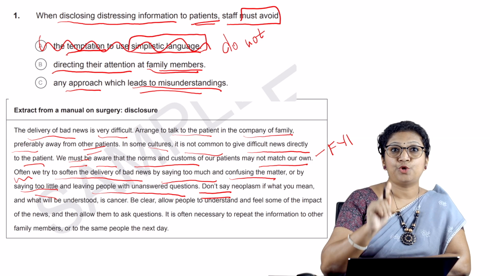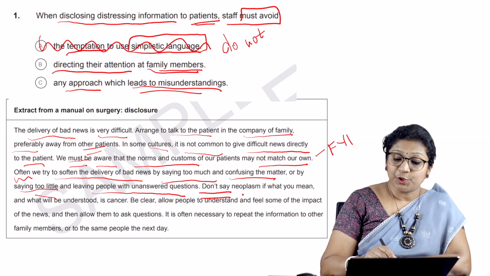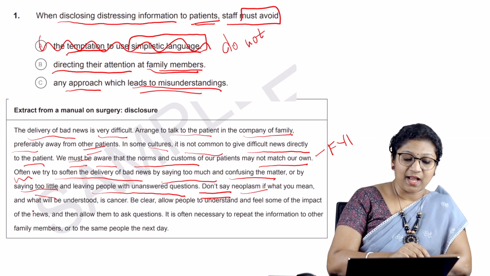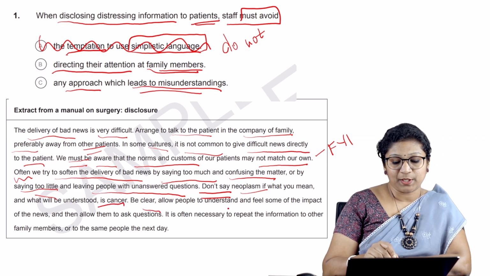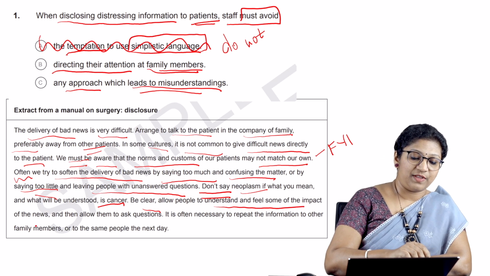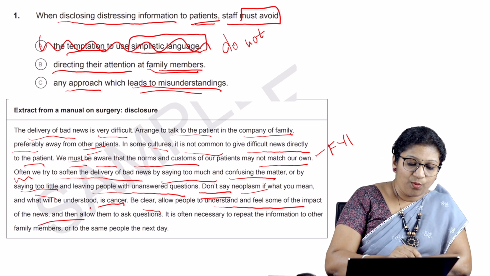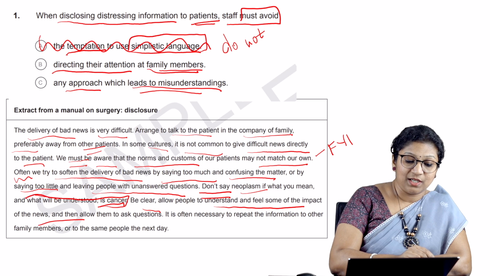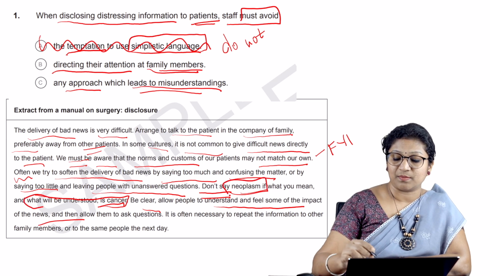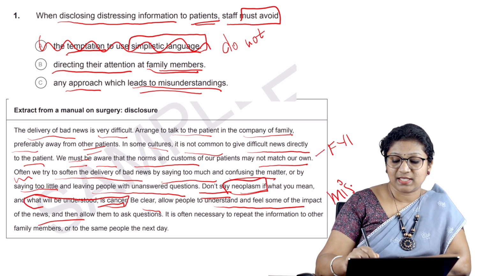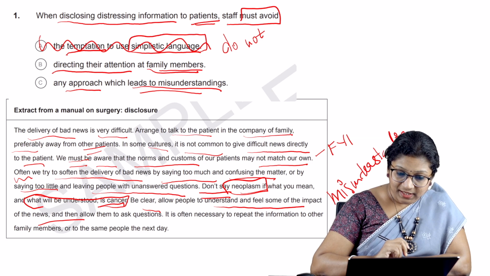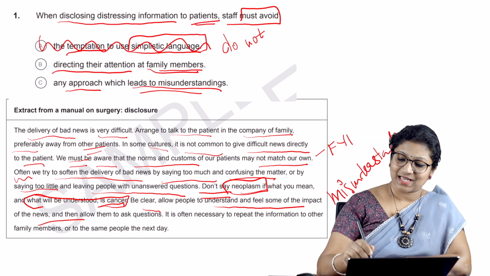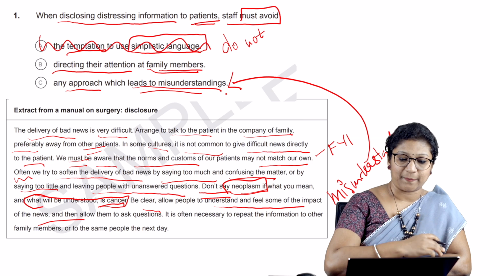Very strictly, don't say neoplasm if what you mean and will be understood is cancer. Be clear, allow people to understand and feel some of the impact. Okay, what will be understood is cancer, do not say neoplasm. So, misunderstanding. Misunderstanding to be avoided, option C.